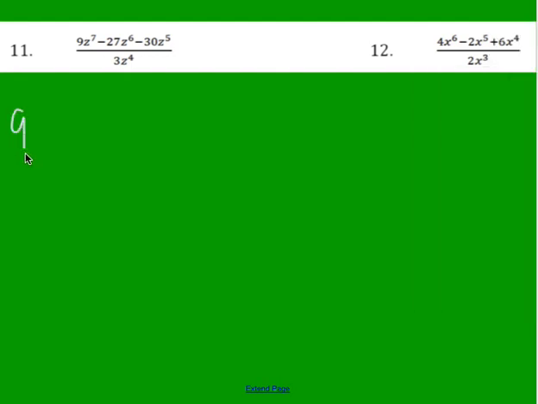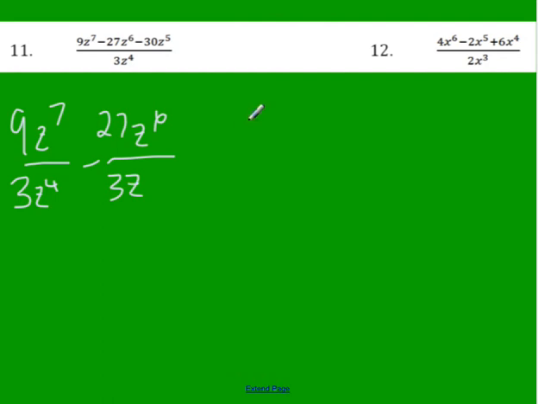So I have 9z to the 7th, and I'm going to divide that by 3z to the 4th, minus 27z to the 6th divided by 3z to the 4th, minus 30z to the 5th divided by 3z to the 4th. So now I can go ahead and divide that out.